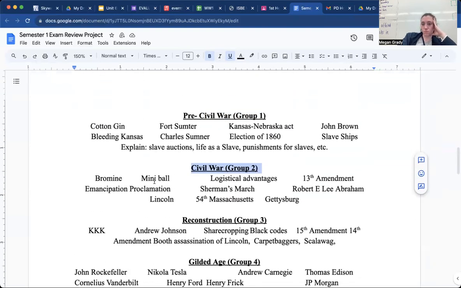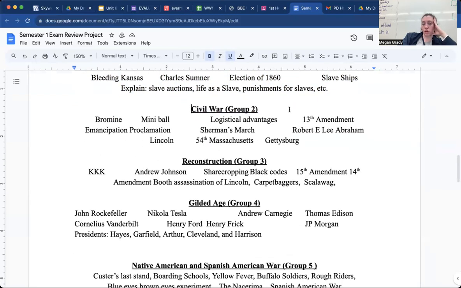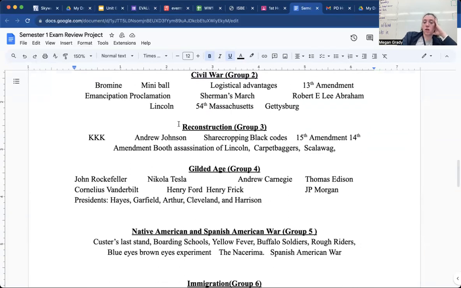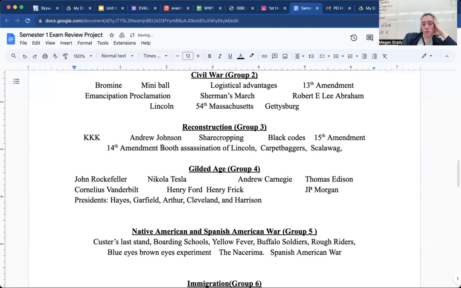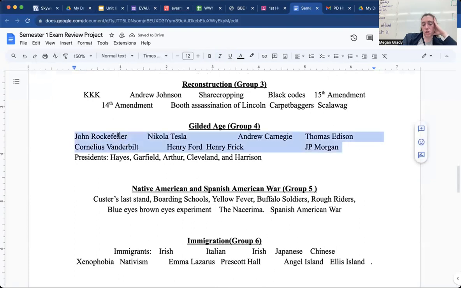With this list, you can always add more, but you need to have every single thing in this list here, okay? To get the full points. So make sure you have all of those terms defined somewhere in your presentation or your demonstration, right? Reconstruction is KKK, Andrew Johnson, sharecropping, Black codes, 15th Amendment, 14th Amendment, the Booth assassination of Lincoln, carpetbaggers, and scalawags, right? This next one, the Gilded Age, is all the men of industry.